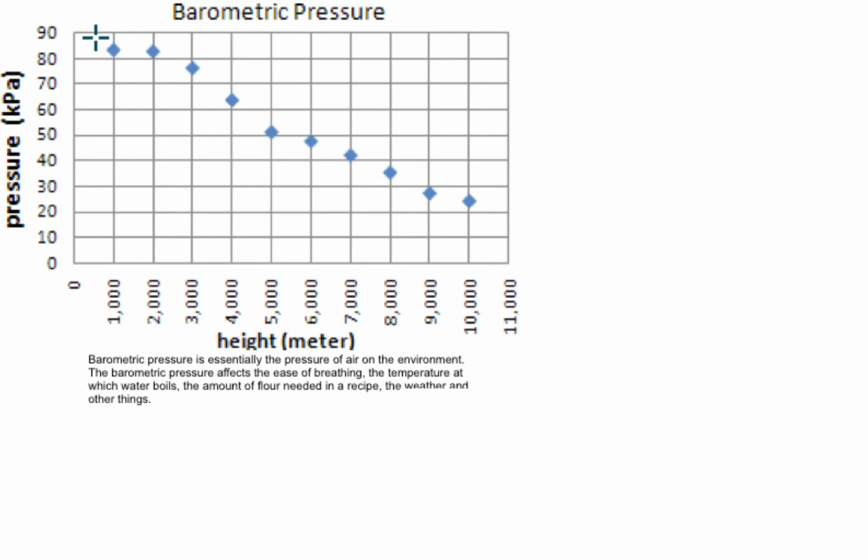Okay, barometric pressure. Barometric pressure is essentially the pressure of the air on the environment. The barometric pressure affects the ease of breathing, the temperature at which water boils, the amount of flour needed in a recipe, the weather, and other things. This has a negative correlation. As you go up in elevation, the air pressure tends to go down. As far as there's really no gaps, clusters, outliers, it's just given us one measurement every 1,000 feet.